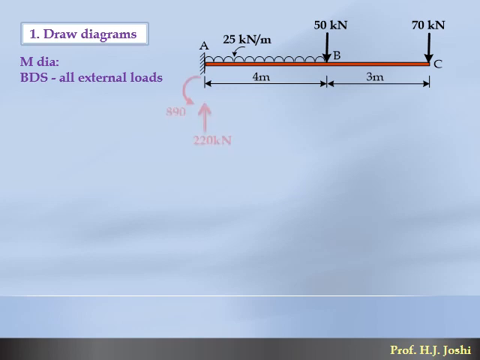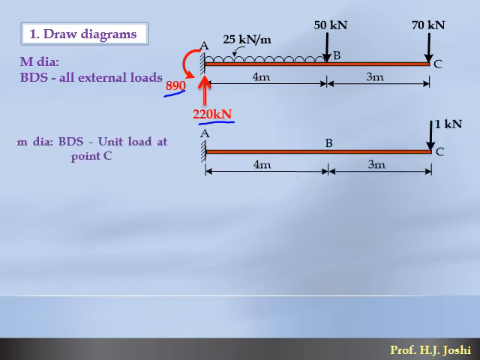Then to find the reactions, using the equilibrium conditions, summation of moment equal to 0 and summation Fy equal to 0, let us find these two reactions at the fixed end. After that, the small m diagram, as I said earlier, indicates application of a unit load at the desired location. Our desired location is the vertical displacement at C, so I must apply a unit load in the vertical direction at C. The direction assumed is downward. You can assume upward, no problem at all. Later on we will discuss this upward and downward direction.